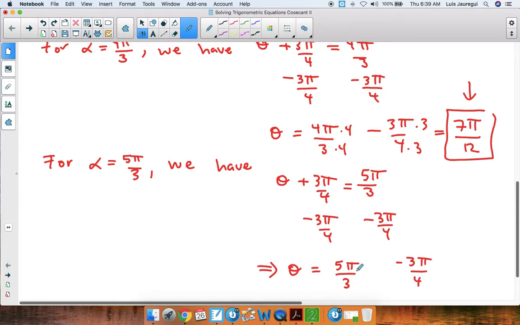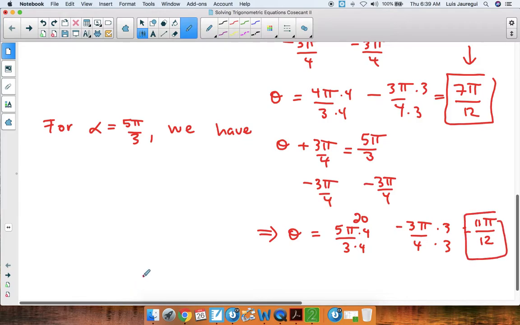Now let's multiply this first expression by 4 over 4 and the second one by 3 over 3 so we can get the common denominator of 12. So you have 5 times 4 is 20, and 3 times 3 is 9, so we have 20 minus 9 gives you 11, and then of course we still have the pi over 12. So one can conclude therefore that our solutions or values for theta that will make our equation true would be either 7 pi over 12 or 11 pi over 12.